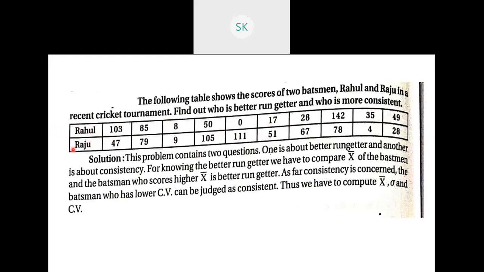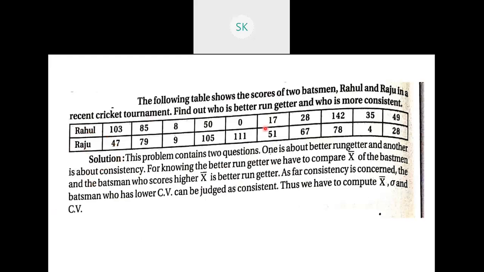So here we are supposed to find out two questions. One is, who is the better run getter, who is able to get more runs. That is the first question. And then, who is more consistent, who is able to perform consistently in every match. Those are the two questions we were supposed to find. The data of Rahul and Raju are given completely separately. Let us consider the data separately and find out.